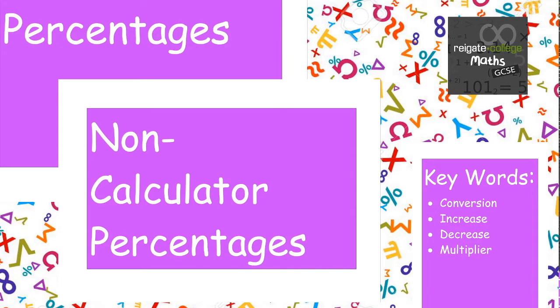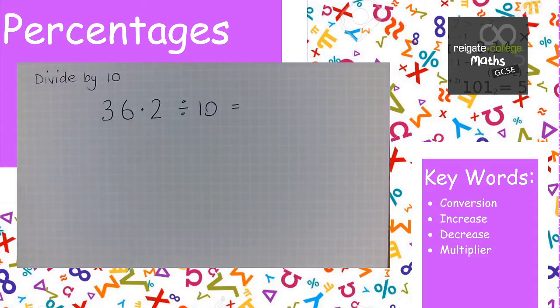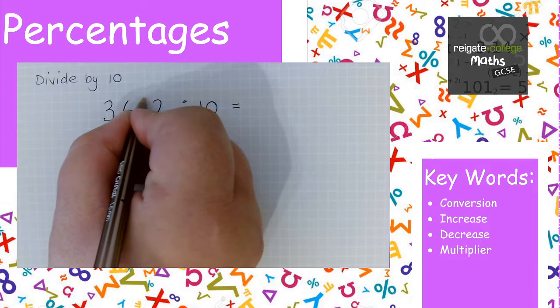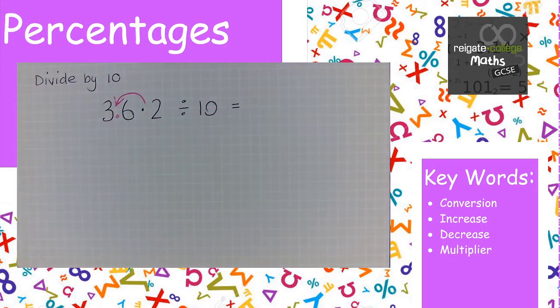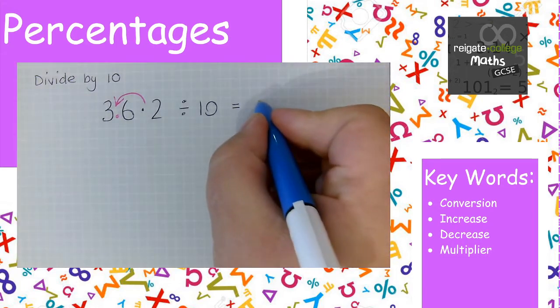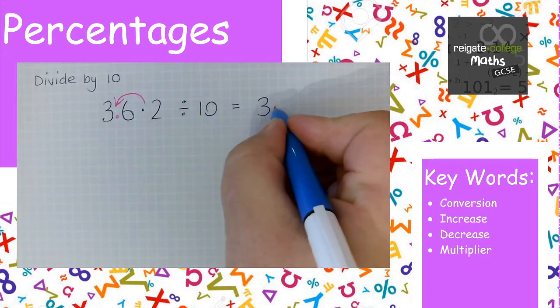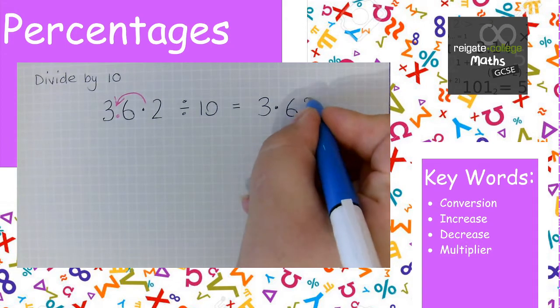First, we're going to look at the skill of finding percentages without a calculator. I'm first going to remind you how to divide a number by 10. We do this by moving the decimal point. If my sum was 36.2 divided by 10, I would move the decimal point one space to the left to make that number smaller. My answer would be 3.62.